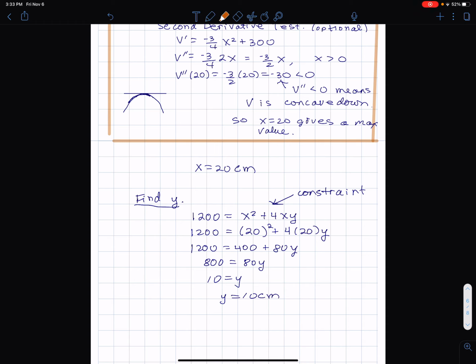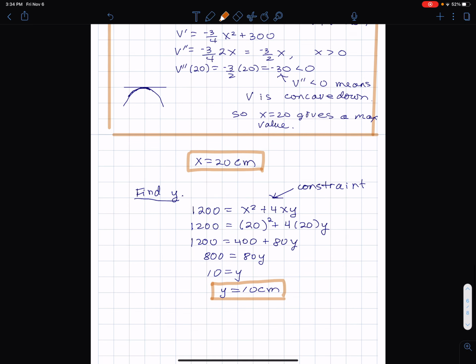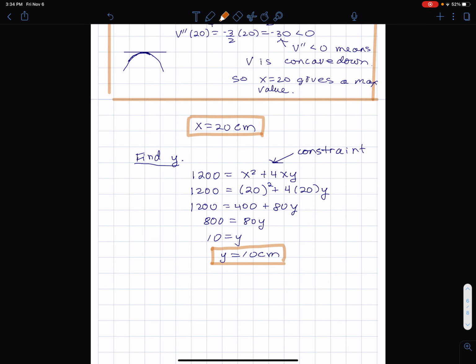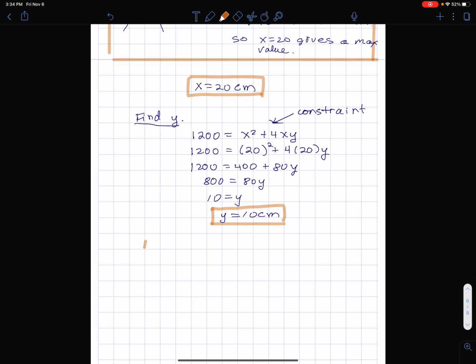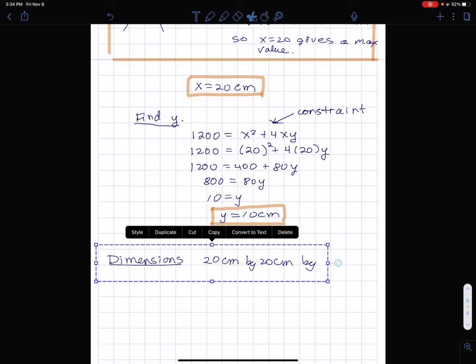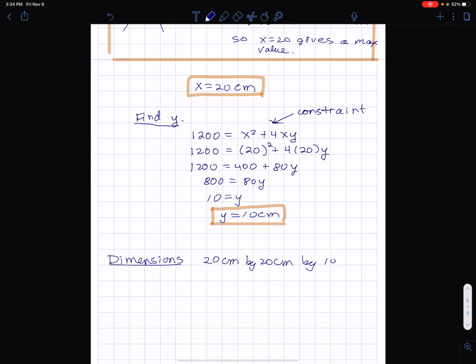So interesting enough, the height for this problem is half the length of the dimension of the square base. Anyway, 10 is half of 20. It's easier to say it that way. So the dimensions are 20 centimeters by 20 centimeters by 10 centimeters. And I drew the box that way to reflect that shape.